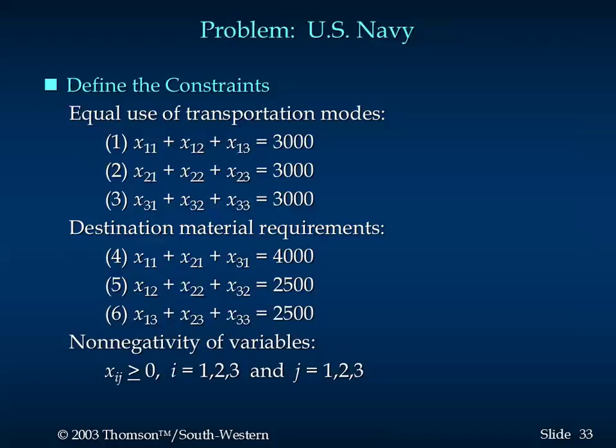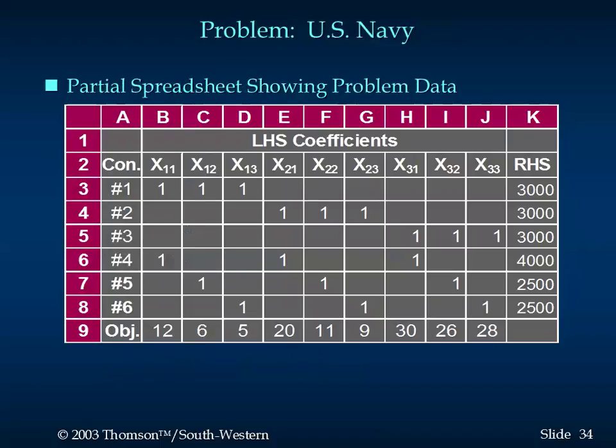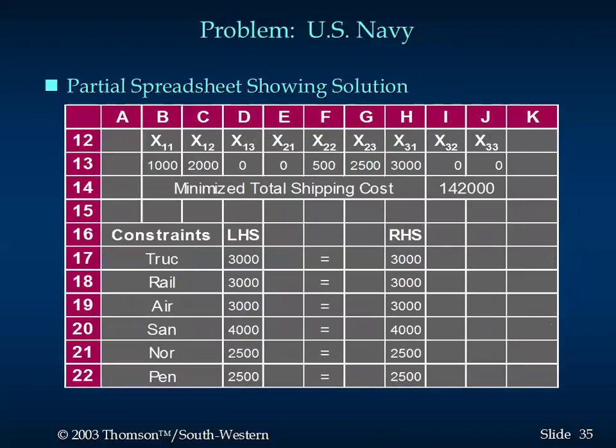And the destination requirements are again 4,000, 2,500, and 2,500. So X11 plus X21 plus X31 equals 4,000. X12 plus X22 plus X32 equals 2,500. X13 plus X23 plus X33 equals 2,500. And of course, all the variables are non-negative. Okay, so very simple. Make a list like this and just add them. Okay, so truck, rail, and airplane.